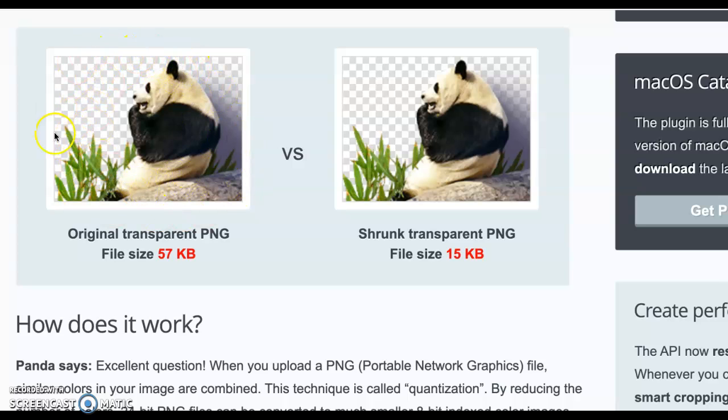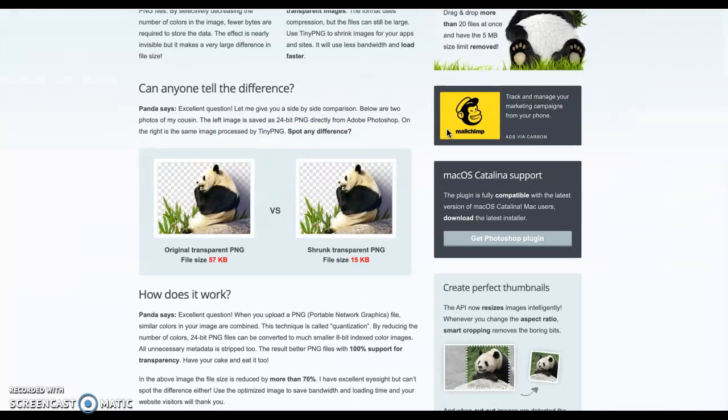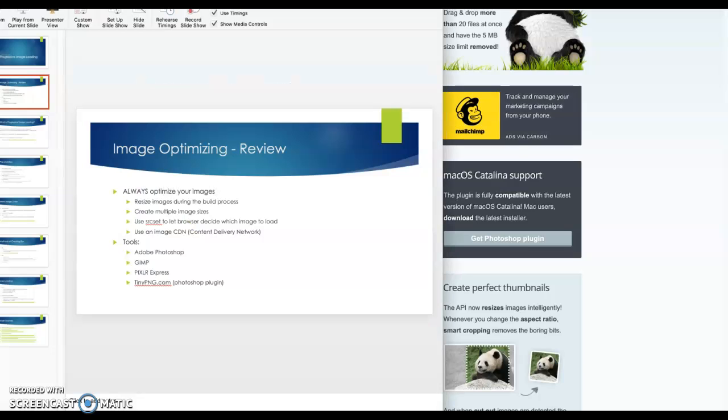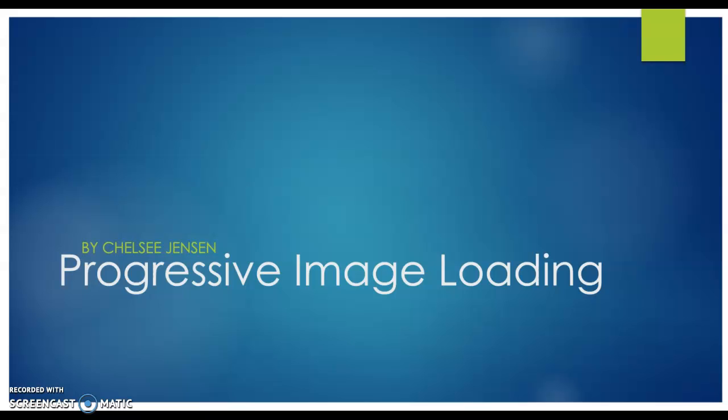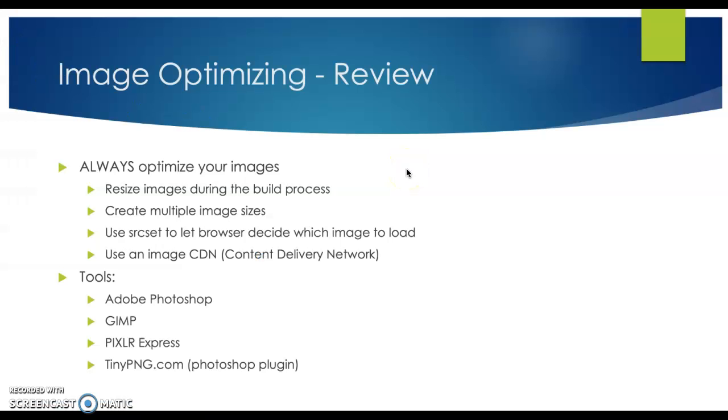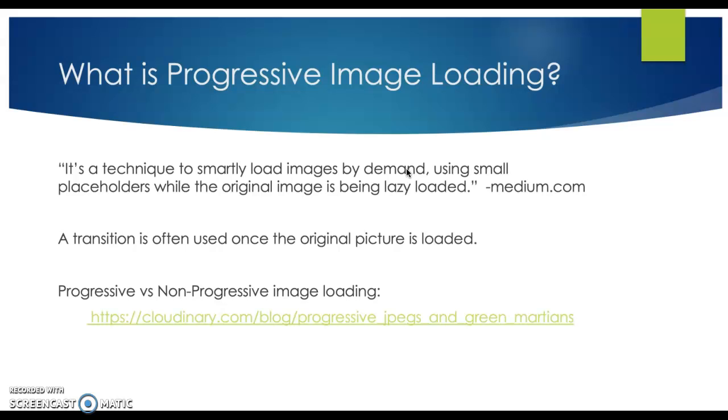So here's the original over here on the left side, and their compressed image on the right. It's more than 70% reduced in size, and yet the image quality is pretty much the same. It's pretty impressive. They have a plugin for Photoshop, so you can actually use it within Photoshop, which is a nice feature. So if you're interested in that, check it out. But moving on to actual progressive image loading.